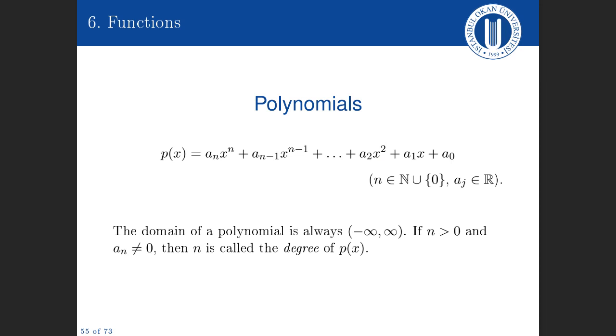A polynomial is a function which looks like number, power function plus number, power function plus dot dot dot plus number, power function plus number, power function plus number. The domain, by which I mean the largest possible domain that we could use of a polynomial, is always the whole real line.